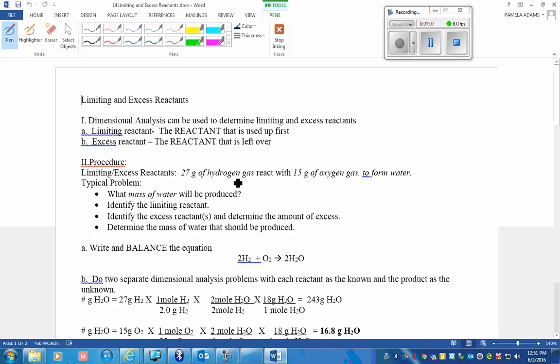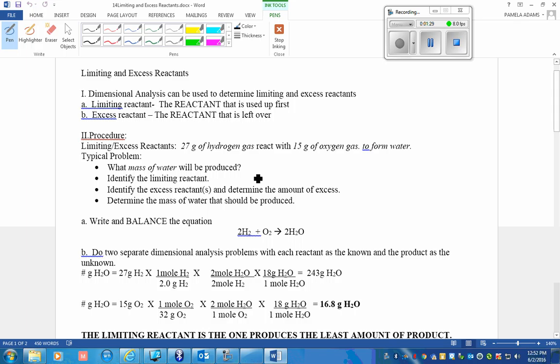Okay. If I have a statement that says 27 grams of hydrogen gas react with 15 grams of oxygen gas to form water, you need to figure out how much water is produced. But before you can do that, you have to figure out which one of these reactants will run out first. So this is how you do it.